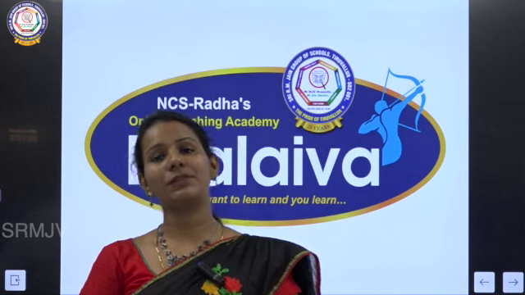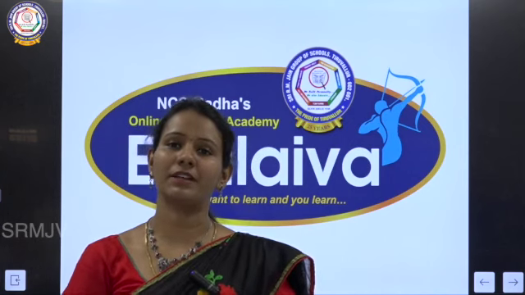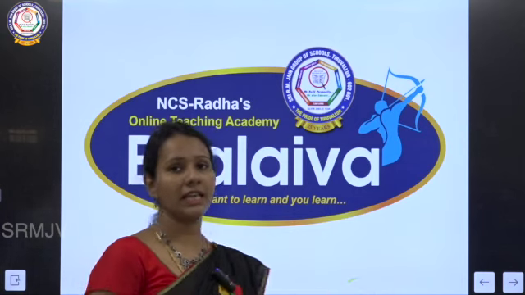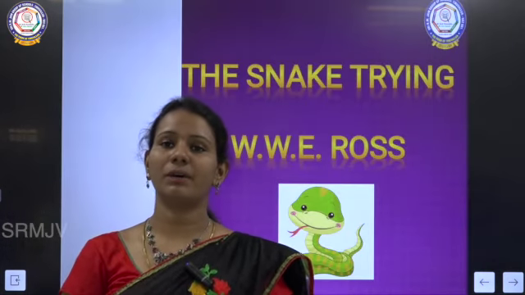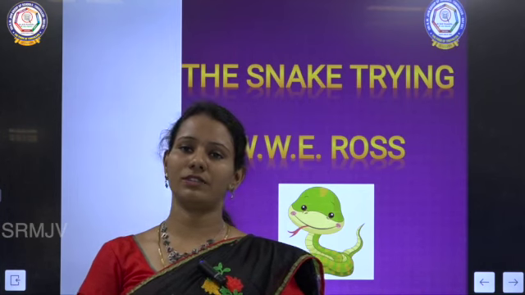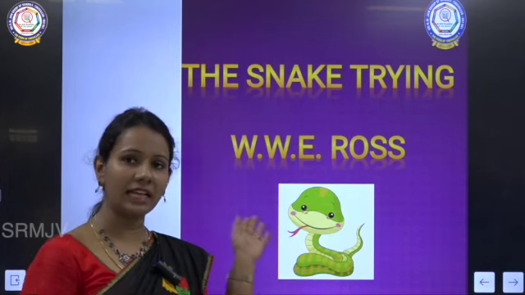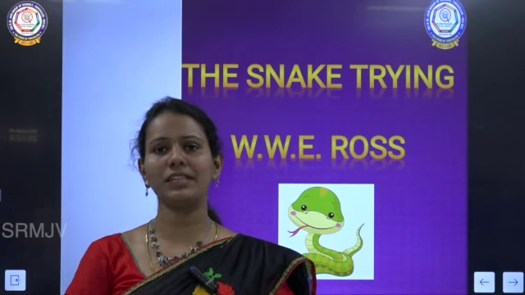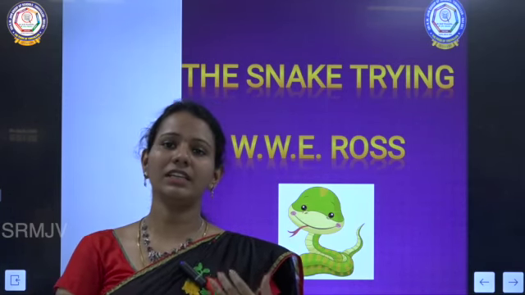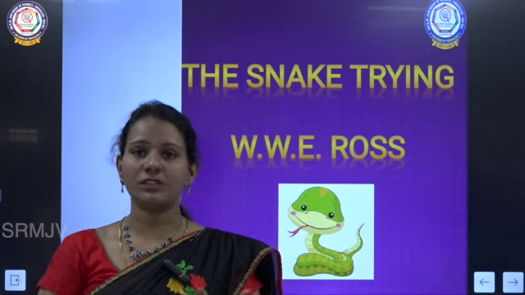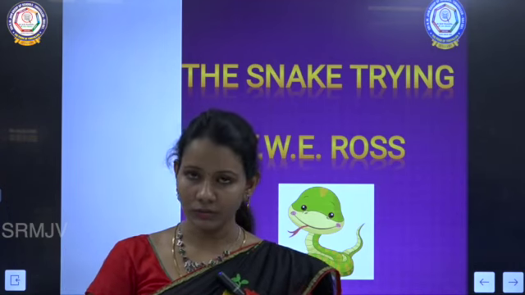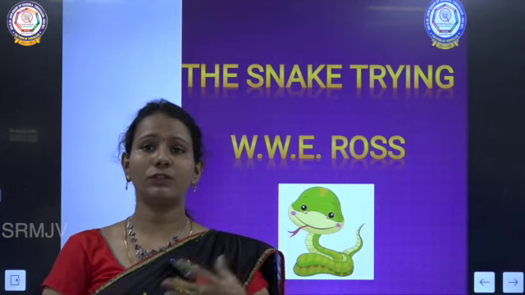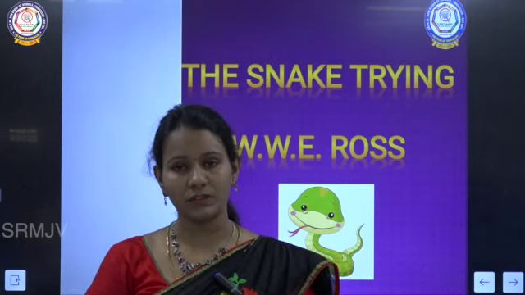In today's class, we are going to see a poem from chapter 9 of your class 9 English book. The poem is The Snake Trying, written by W. Ross. Okay, let us understand the title before going to know about W. Ross. The snake is trying to do something. That is what the poet is trying to convey through the poem. It is trying to save its own life. So, the pitiful scene is brought through this poem.